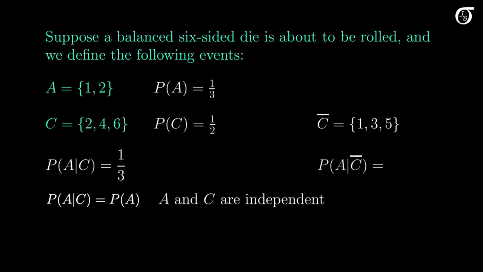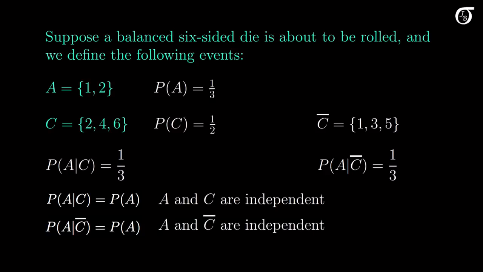What is the probability of A given C complement? C complement is made up of 3 equally likely values, and one of those, the number 1, is also in A, so the probability of A given C complement is 1/3. Wait a minute. The probability of A given C complement is also equal to the probability of A, so A and C complement are independent events as well. Knowing the die came up odd doesn't change the probability it's a 1 or a 2, and vice versa. And that leads to the following discussion.